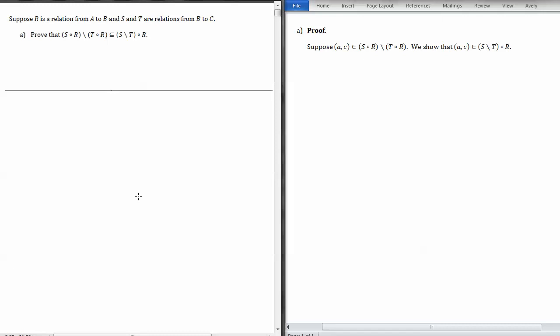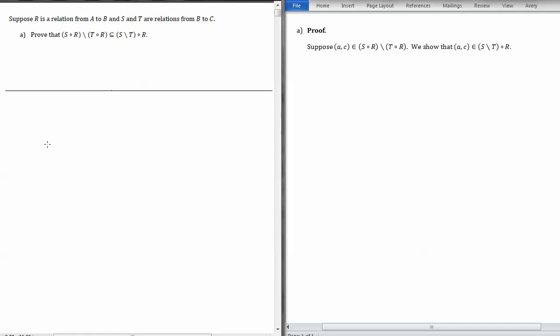Suppose R is a relation from A to B, and S and T are both relations from B to C. And we're supposed to prove that S composed with R minus T composed with R is a subset of S minus T composed with R. Okay, let's try and figure out what this is talking about.